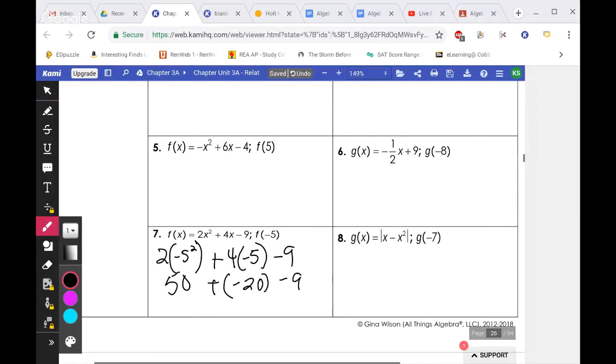So 50. So I have 4 times a -5, which is -20. So 50 plus a -20 is 30. Minus 9. So that equals 21. Wait. I did it wrong because I did 2 times 5. Oh, okay. So why would you? I got you. Say that again? You were breaking up a little bit.